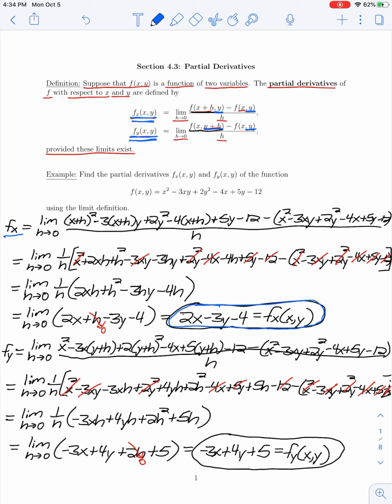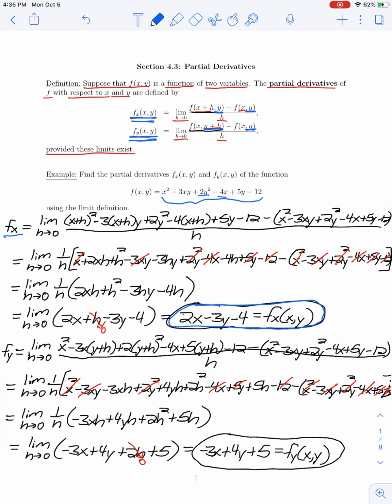So looking at our function here, if we differentiate this with respect to x and think of y as being a constant, well, the derivative of our first term, x squared, would be 2x. The derivative of minus 3xy would be minus 3y, if we're treating y as a constant. And then the derivative of this 2y squared term would be 0, if y is a constant. The derivative of negative 4x would be negative 4.